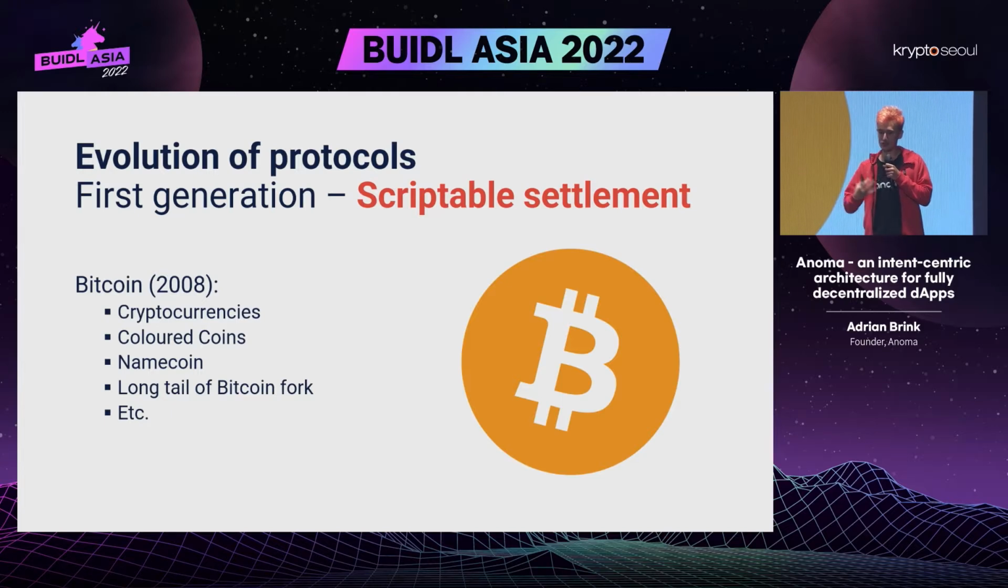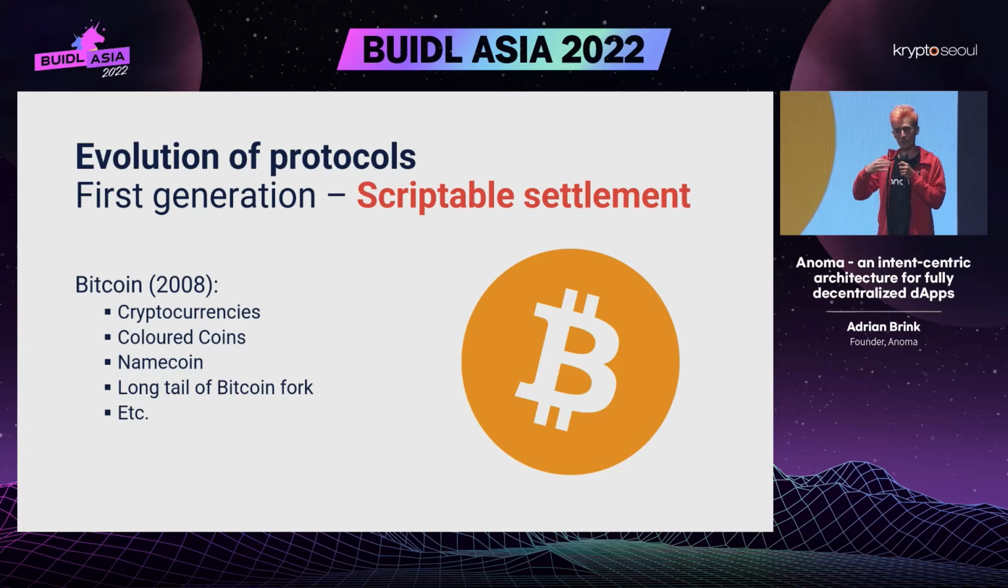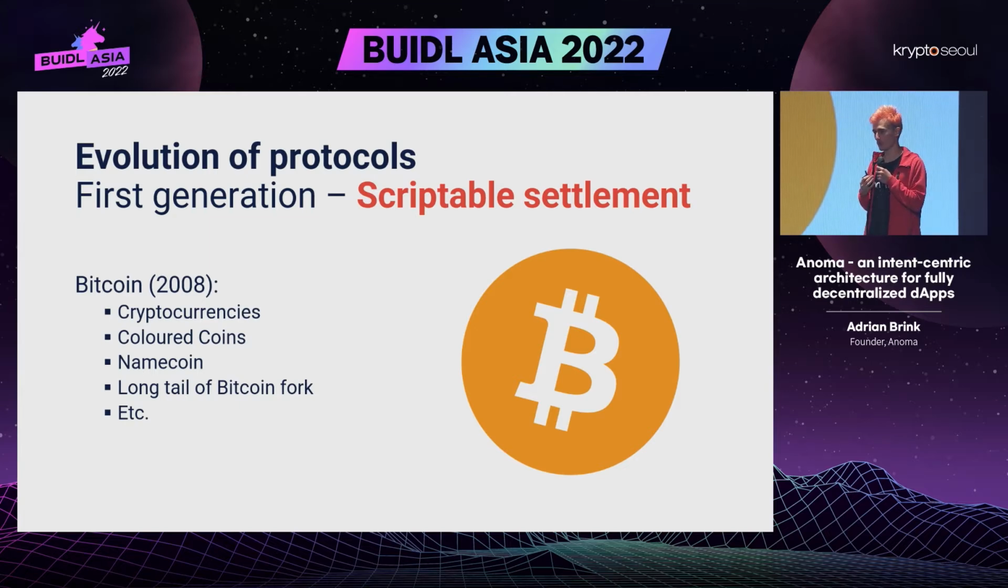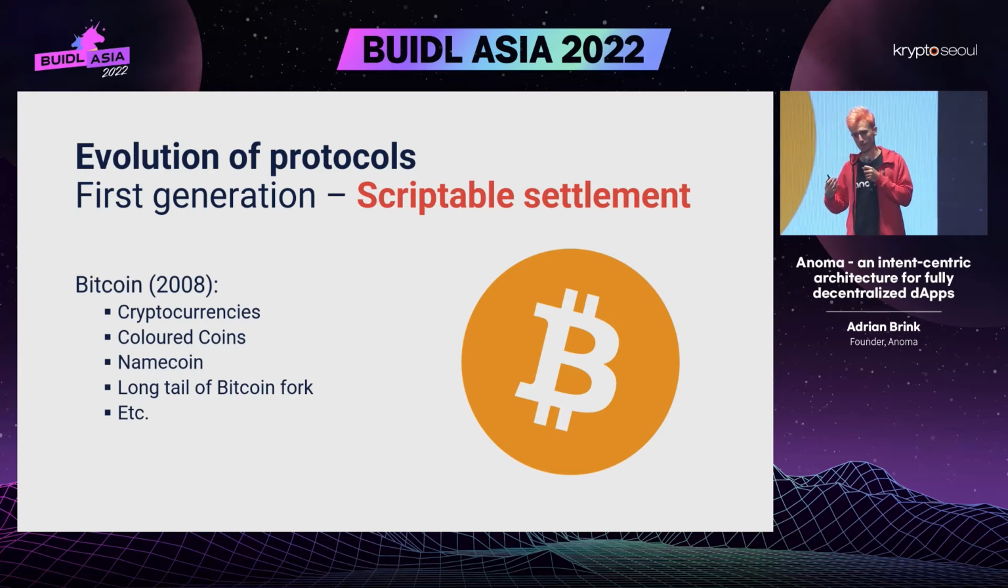So the first generation was really Bitcoin and scriptable settlement. And here the main part is scriptable settlement, which was non-Turing complete. Some programmability is accessible. You can have some smart contracts, some multi-sigs. You can start hacking around with applications that you may think would look cool, like colored coins or Namecoin. But the first generation was very clunky. Building colored coins on Bitcoin is incredibly difficult. And as a result, it never really took off.